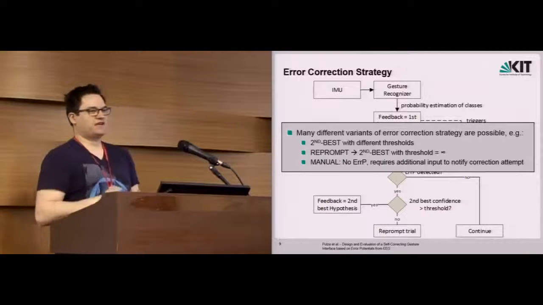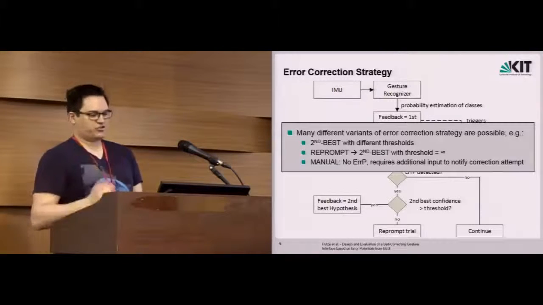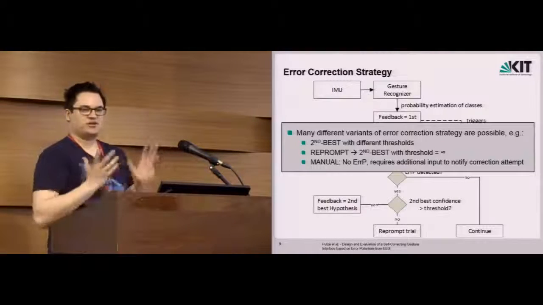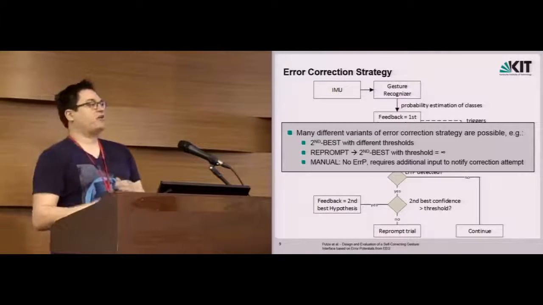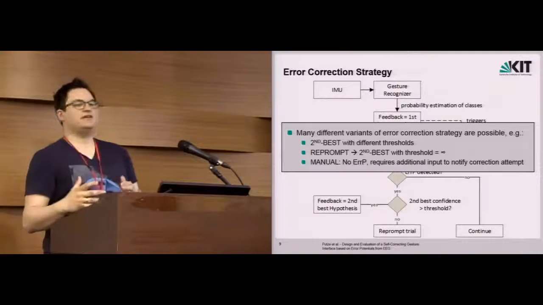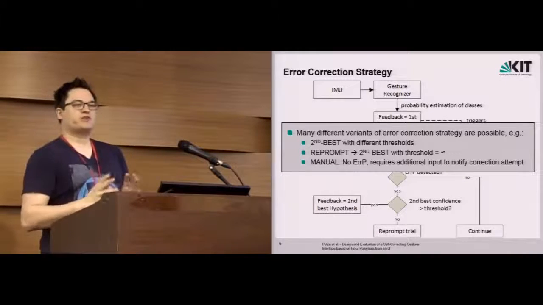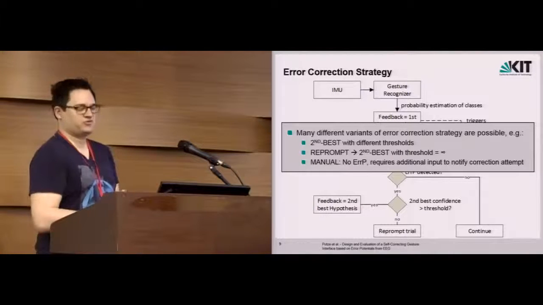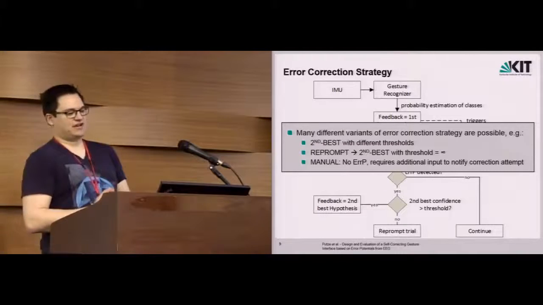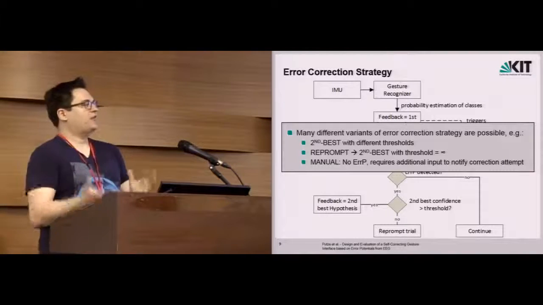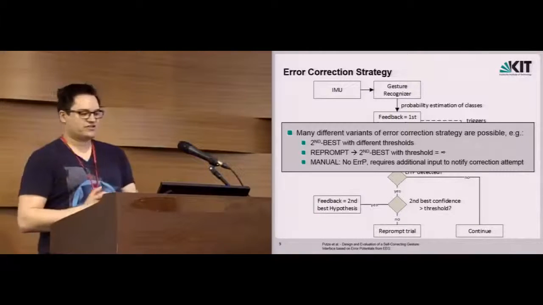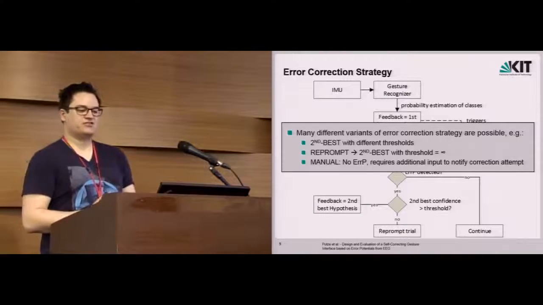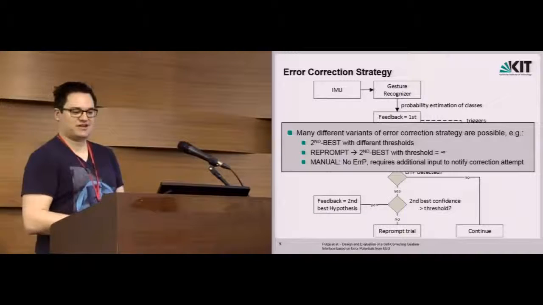Of course, you can think of several alternatives or variants to this approach. So we can adjust the threshold, for example, of this strategy, which we call the second best strategy. We can also set the threshold to infinity, which then results in what we call the reprompt strategy. So it will never use the second best result and always reprompt the user to input the gesture again. And for comparison, we also define the manual correction strategy, which does not rely on error potential detection, but which requires the user to give additional input to notify a correction attempt.